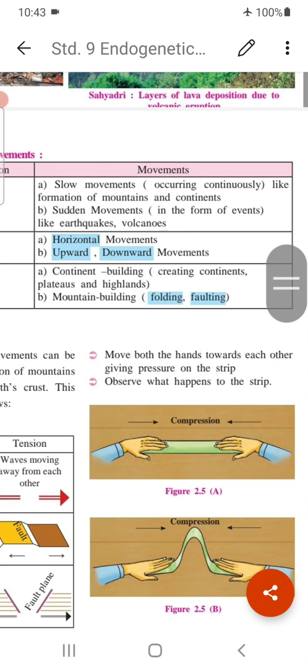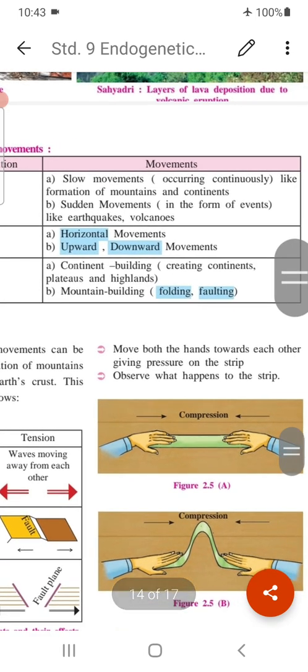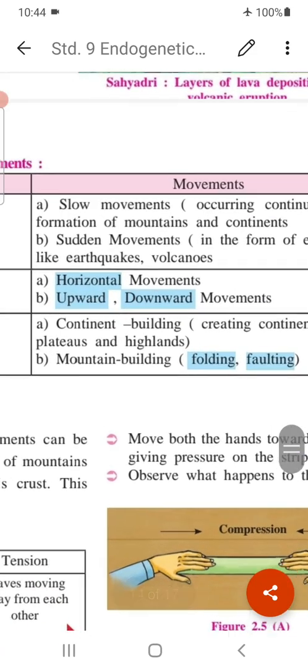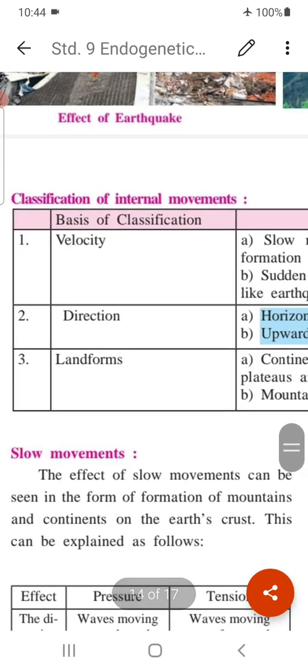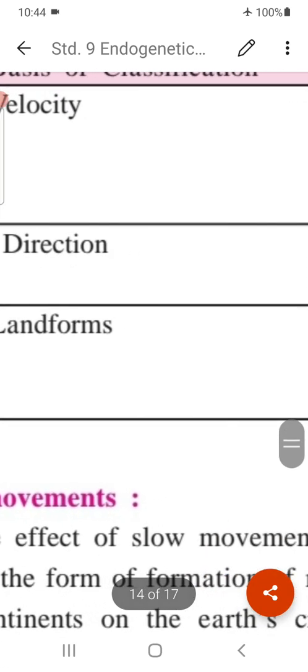Fine. And based on again the speed, some movements are sudden, immediately they occur in the form of events. And which are these events? Earthquakes and volcanoes. They take place within some minutes or even seconds sometimes. So they are quick movements, sudden movements. Fine. And one type is slow movements. So slow movements and sudden movements are categorized under velocity, that is speed of the movement, the speed at which something moves. Now secondly, it is direction, based on direction of the movements.